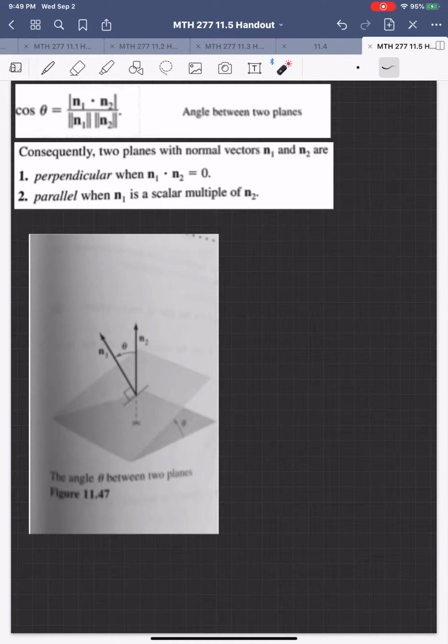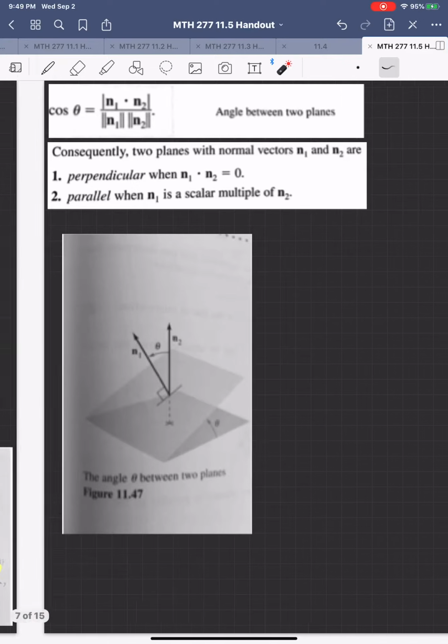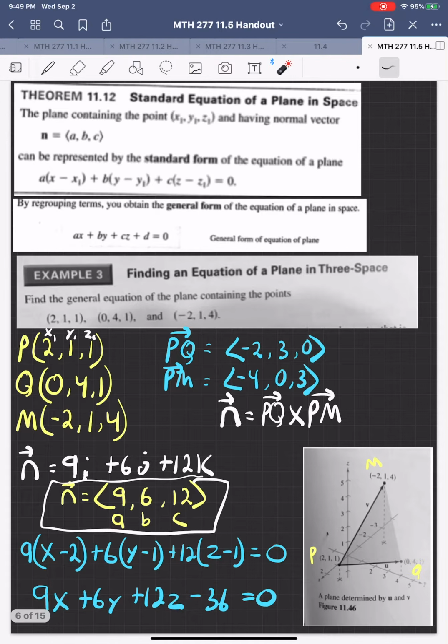Welcome back. So part B, 11.5. I want to state something really quickly. At the very end of that last video, recall that this was the equation that you got for that plane.